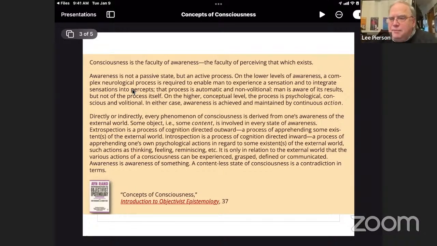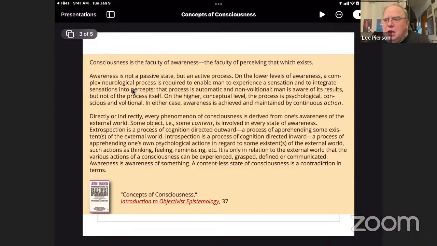You would agree with that, wouldn't you, Bob? Oh, I agree with that. I would like to disagree with faculty, though. Okay, go ahead. You included what makes consciousness possible as part of the faculty. And I would exclude that. I would say the faculty, it's a synonym for the mind in this case. The faculty of perceiving that which exists, consciousness, the faculty of awareness. What we're talking about is the mind, mental things.